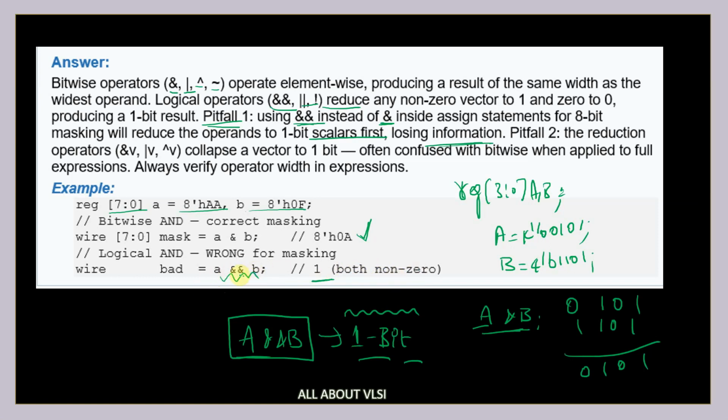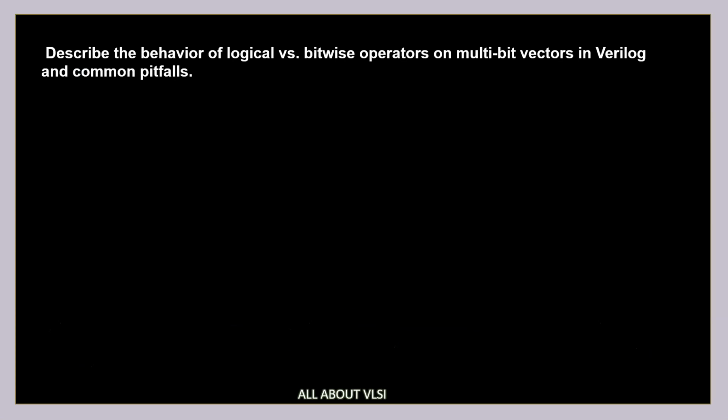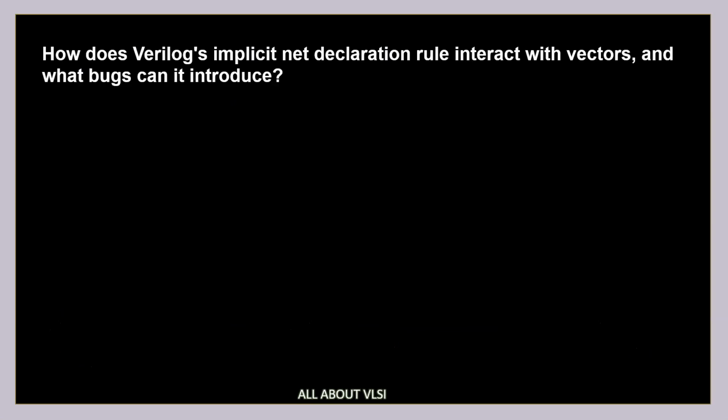Logical operators should only be used in your condition checking, like if you're going to use an if-else block or a case statement. In those particular cases, you can use logical operators. But normally, if you want to perform a normal AND operation, you use the normal bitwise operators. So that is the answer: describe the behavior of logical versus bitwise operators on multi-bit vectors and common pitfalls, right? Yeah. So let's see the next question.